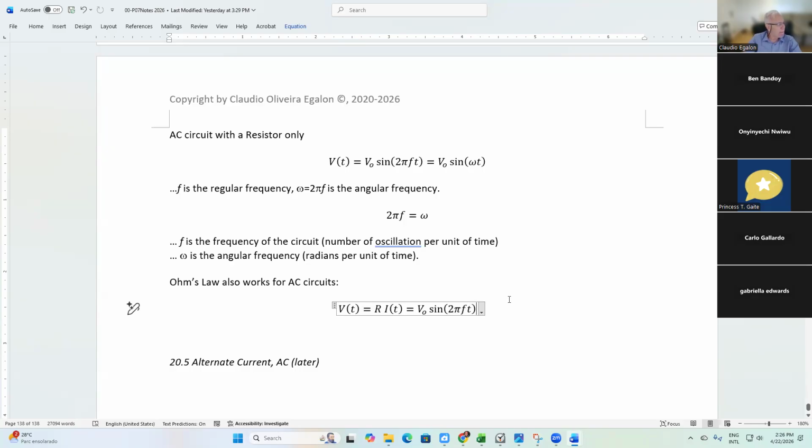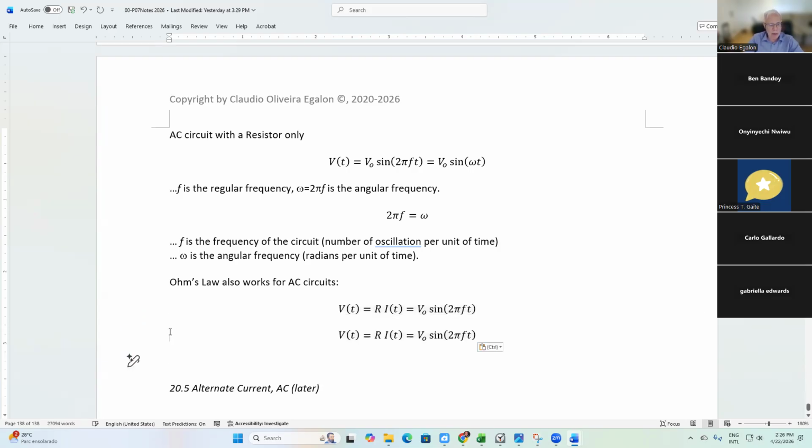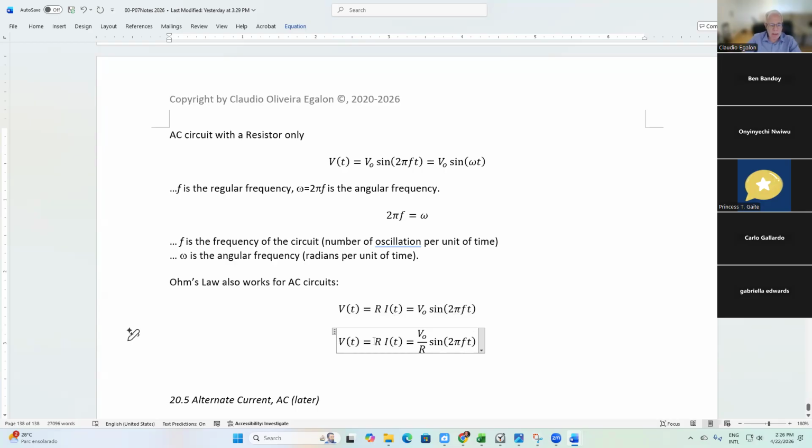Okay? And now that we have applied Ohm's law to our AC circuit, we can obtain the relationship for the frequency in terms of the peak voltage, the resistor and the frequency of the circuit. This resistor goes away. Okay? And by the way, V naught over R is exactly the peak current. It can be written down as the peak current.